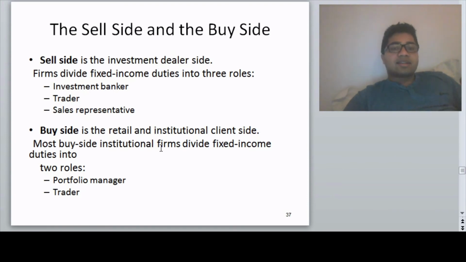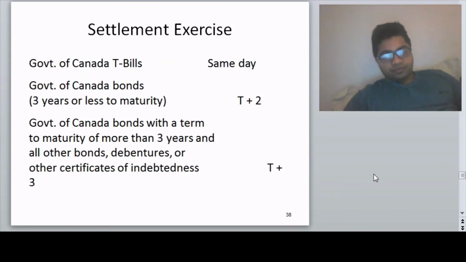Most buy side institutional firms are divided into portfolio managers and traders. So investment bankers, traders and sales representatives can be sell side. Portfolio managers and traders can be buy side. Traders are there on both sides because traders help buyers also, they help sellers also. Settlement cycle: T-bills are settled on the same day and all other bonds, Government of Canada bonds, are settled in T+2 days.